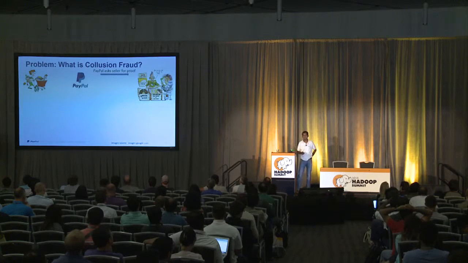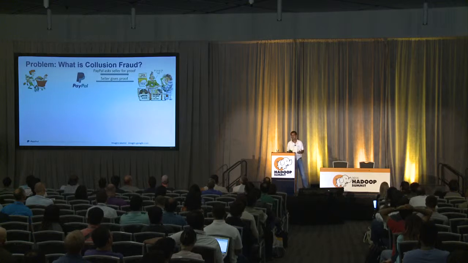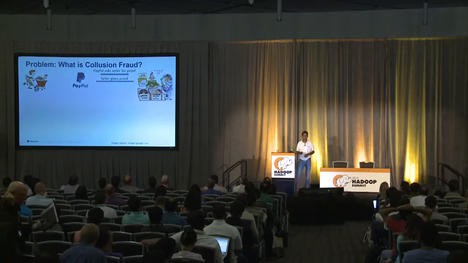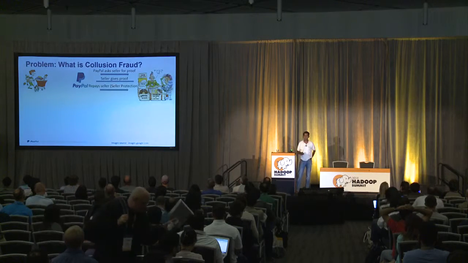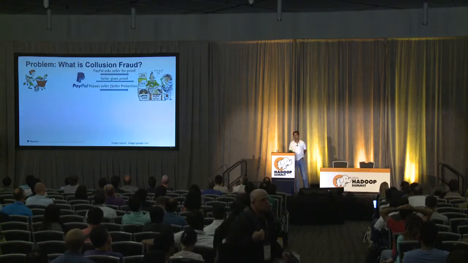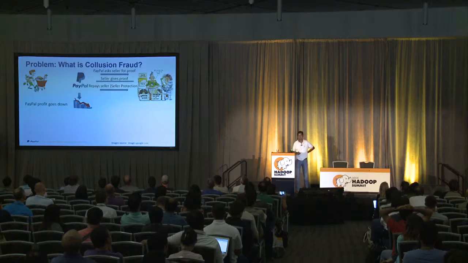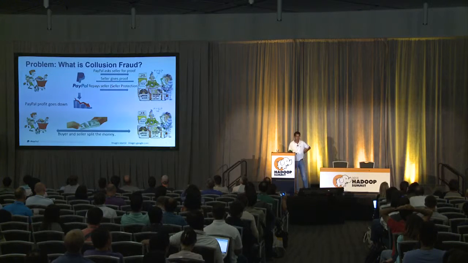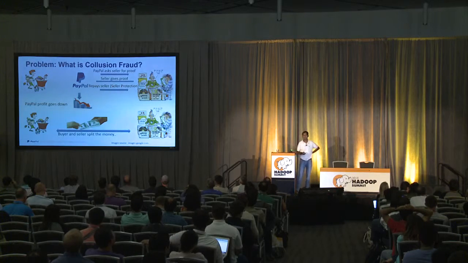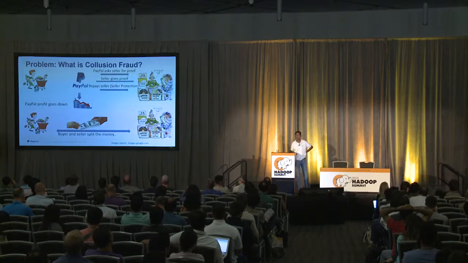PayPal then asks the seller for proof. The seller provides proof, such as when the particular item was shipped. Because we also offer seller protection, PayPal credits the merchant account with the transaction amount. The net result is a loss to PayPal. Now imagine that the buyer and seller split the money. That is an example of collusion fraud.